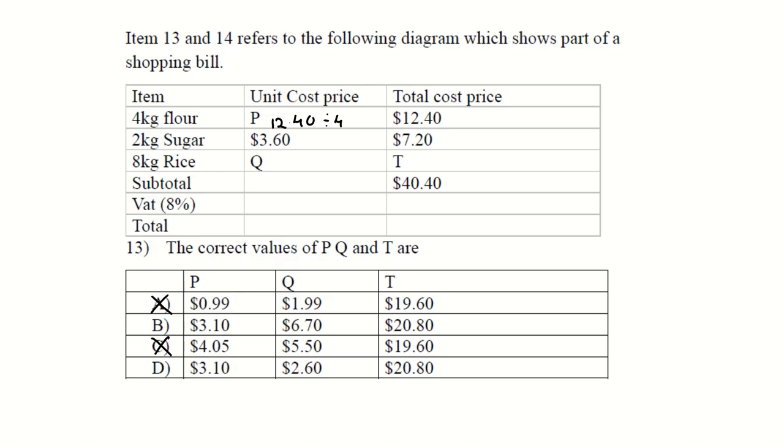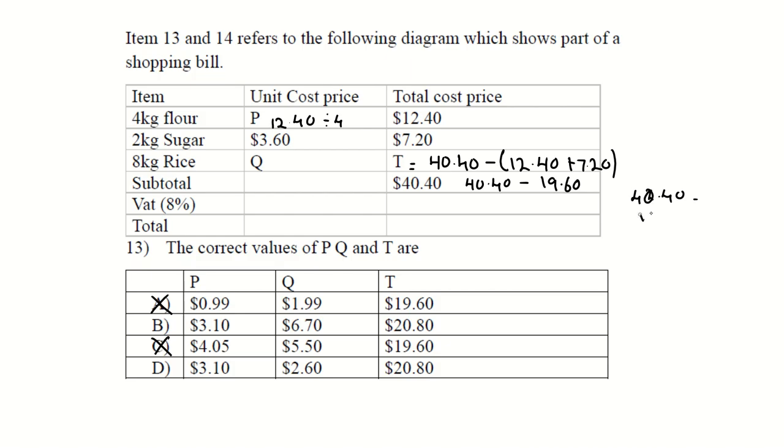Now the first thing we can do is find T. $40.40 is calculated by adding 12.40 plus 7.20 plus T. So if I want to find T, T would be equal to $40.40 subtract the combination of these two, which is $19.60.